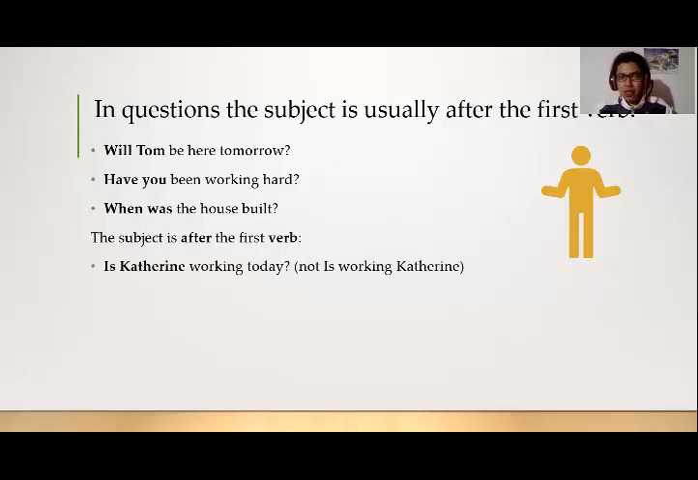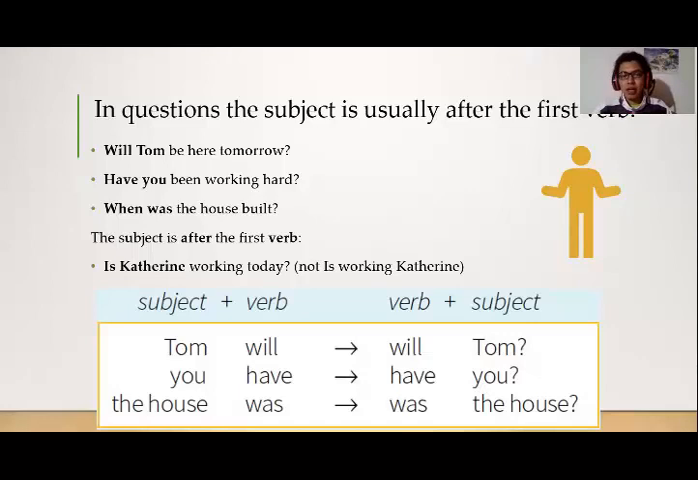In this case, is Catherine working today? Not is working Catherine. Is Catherine. The subject goes after the verb. Here we have the structure. Subject, verb. Tom will, subject and verb. You have, subject and verb. The house was, subject and verb. Now, in a question, the verb first: will Tom? Have you? Was the house?